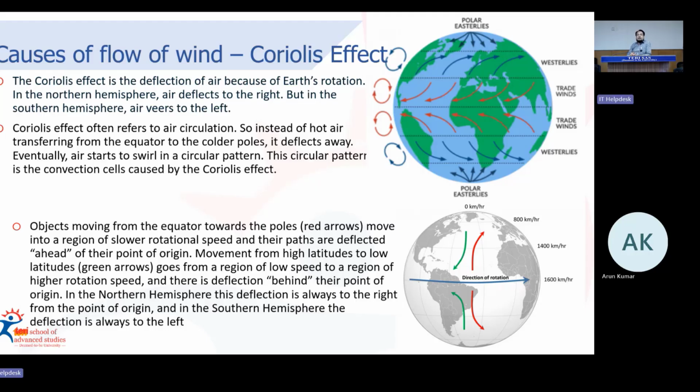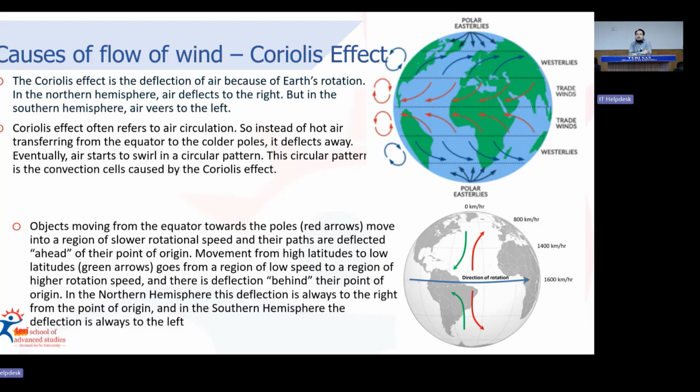Similarly, the movement from high latitudes to low latitudes, shown by the green arrows, goes from the region of low speed to a region of high rotational speed. And there is a deflection behind their point of origin. So these three phenomena are important in order to understand the causes of flow of wind.